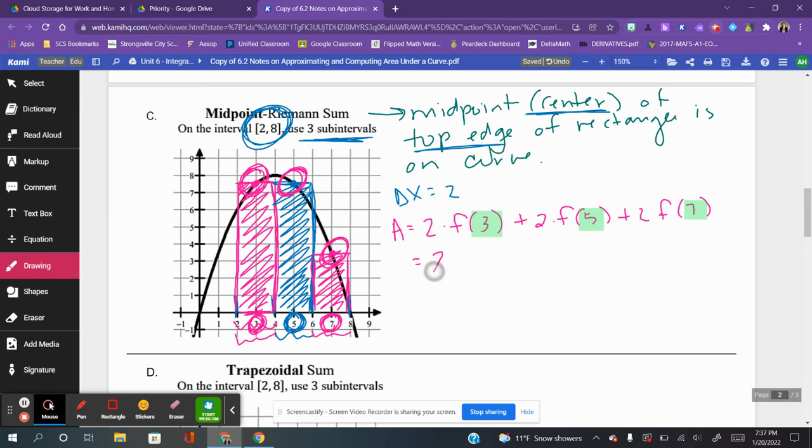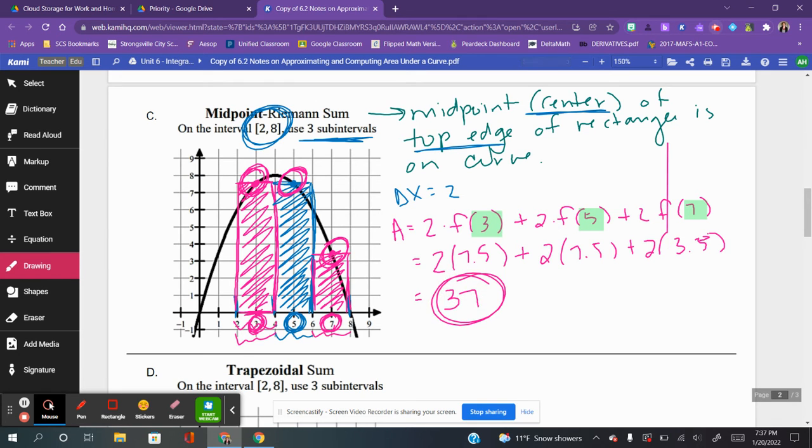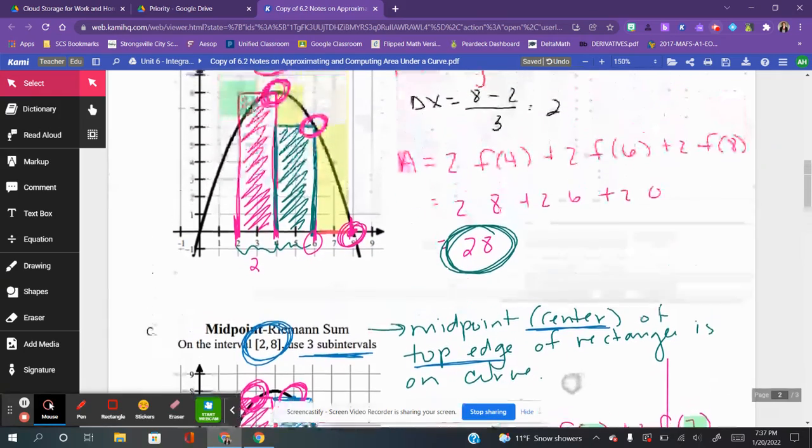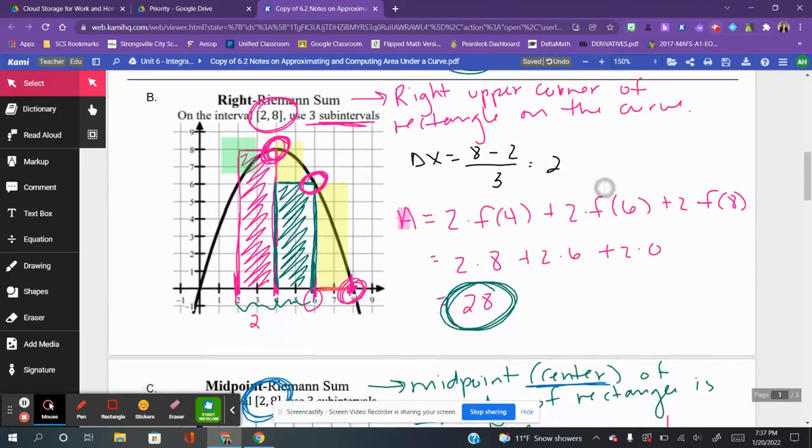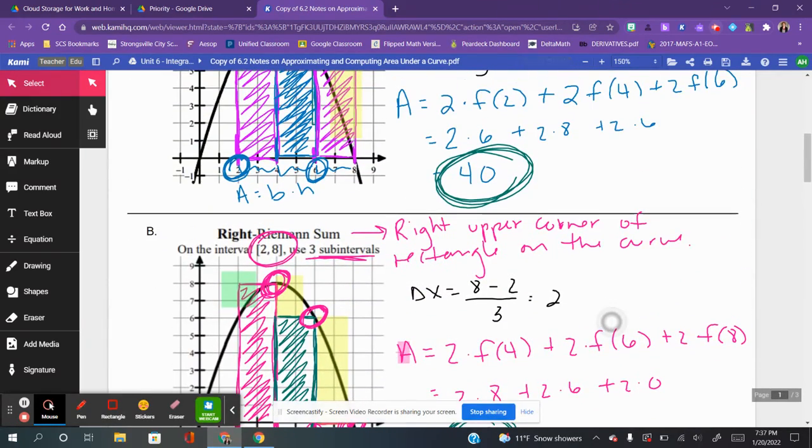And then you can calculate that. So I really have 2. We could have estimated, but we wanted to be sure, right? 2 comma 7, or 2 times 7.5, 2 times 7.5, and 2 times 3.5. And when I calculate that, I get an area of 37. Now, 37 is between 40 and 28, a little bit closer to 40, okay?